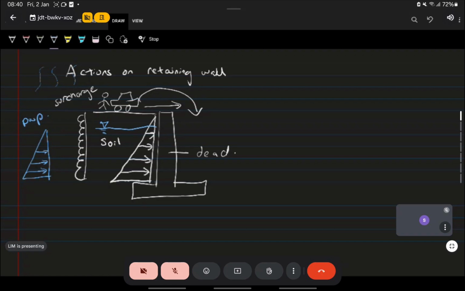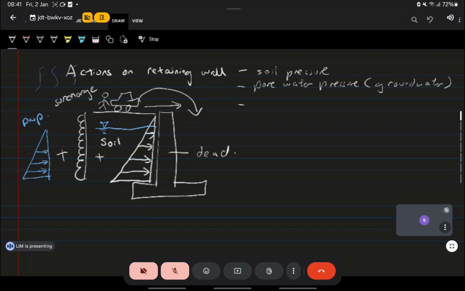Okay, so there are three loadings. Pore water pressure, surcharge, plus soil. Okay, that's very typical lah. You can have others as well, but this is the most common one. Okay, so actions of retaining wall. The biggest one is obviously the soil pressure. Normally, the second biggest one is pore water pressure. This is due to groundwater table. The third one, sometimes you have, sometimes you don't. Surcharge load on top. Okay. So three types of loading. Okay. So we are going to do a quick exercise. Quick design exercise on how to design retaining wall.